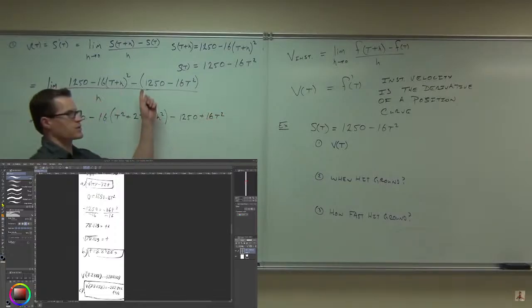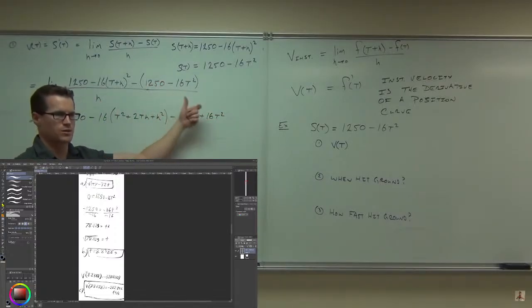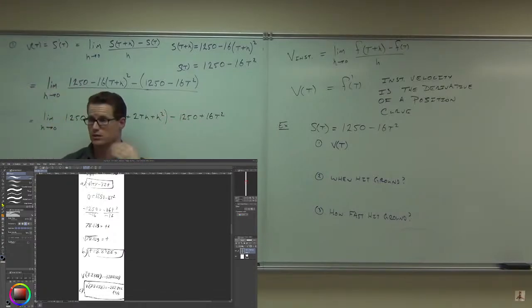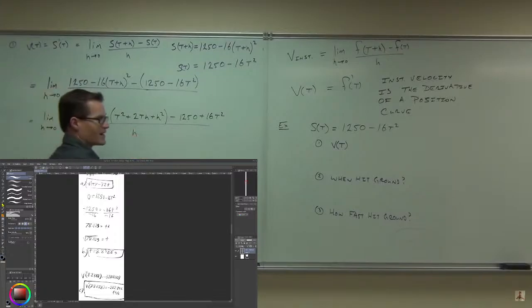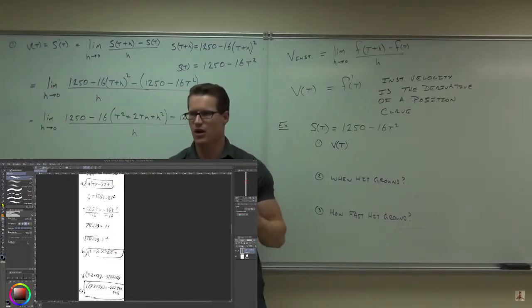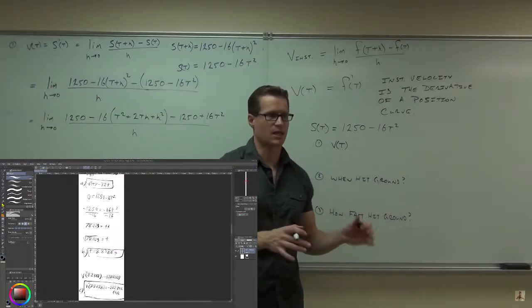Hopefully you saw why those parentheses were important, right? If you don't have them, your 16t squareds are not going to go away, and you need them to go away. So if ever you come up with something where you're not able to factor out an h, you've probably made a mistake. Go back and fix your mistake. That's probably what happened.